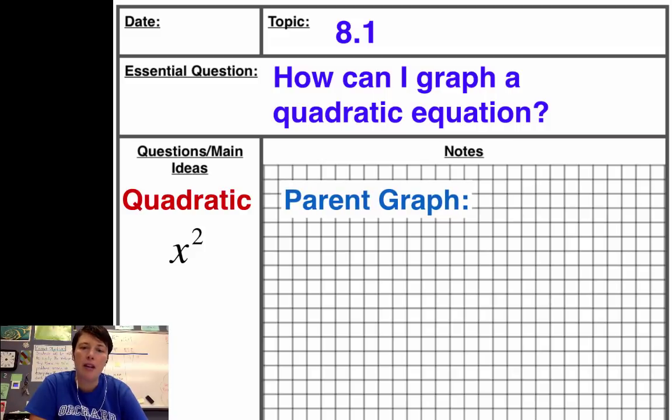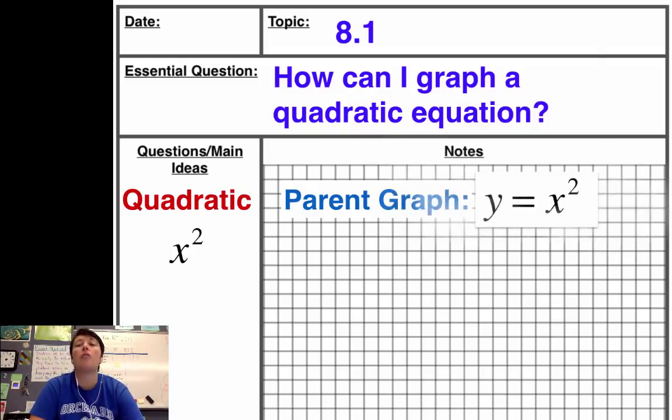And there's a parent graph, which is, remember we've talked about families of graphing before. One of the families we've been learning a lot about this year is linear graphing. Linear means lines. And the parent graph is always the most basic graph of that family. So for linear, it's y equals x, a very easy straight line. But for quadratic, it is y equals x squared, and that's the parent graph.